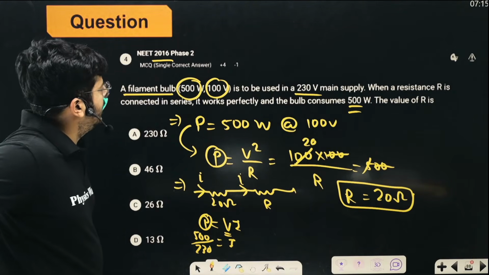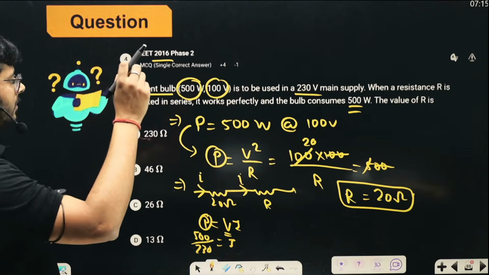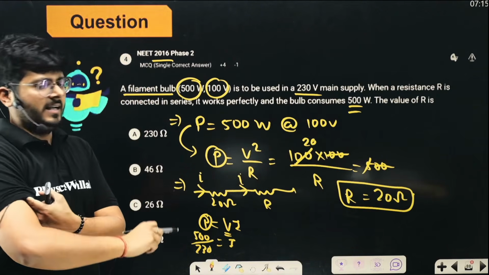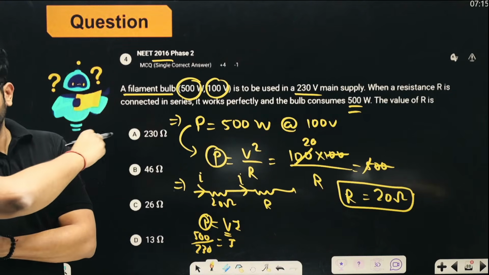When a resistance R is connected in series, it works perfectly, and the bulb consumes 500 watt. What is the value of R? Just a second.